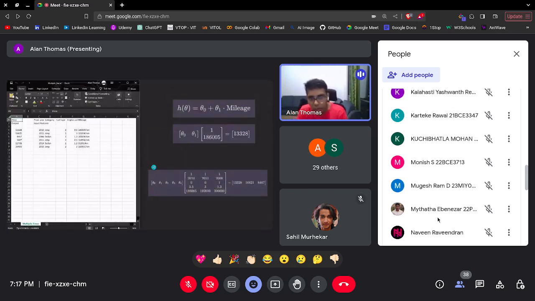So this is how it would extend to multiple features. Over there, we just had one feature, which was mileage. But here we have one, two, three, four, five. We have five features, and this is your output, which you need to predict.